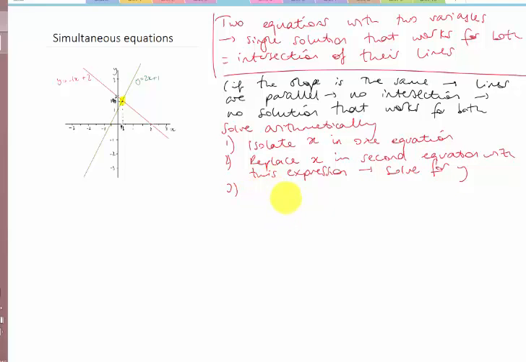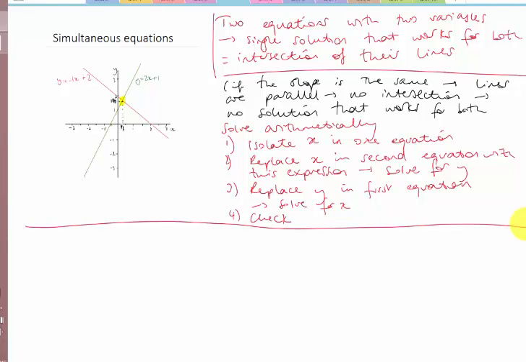Then you've got the value of y, so then you can replace that y in the first equation and solve for x. And then you need to check that you've done it right by replacing the values of x and y in the two equations and seeing whether they are true. So let's do it and you'll see what I mean.